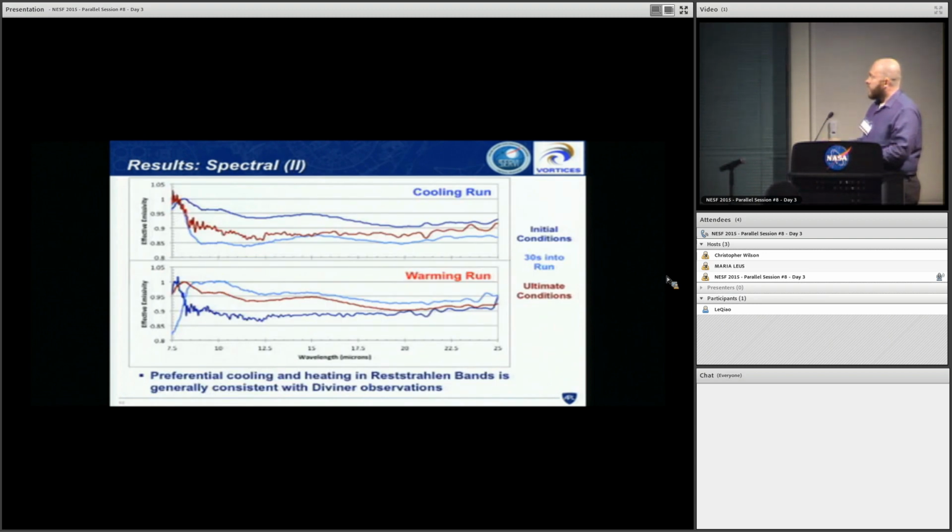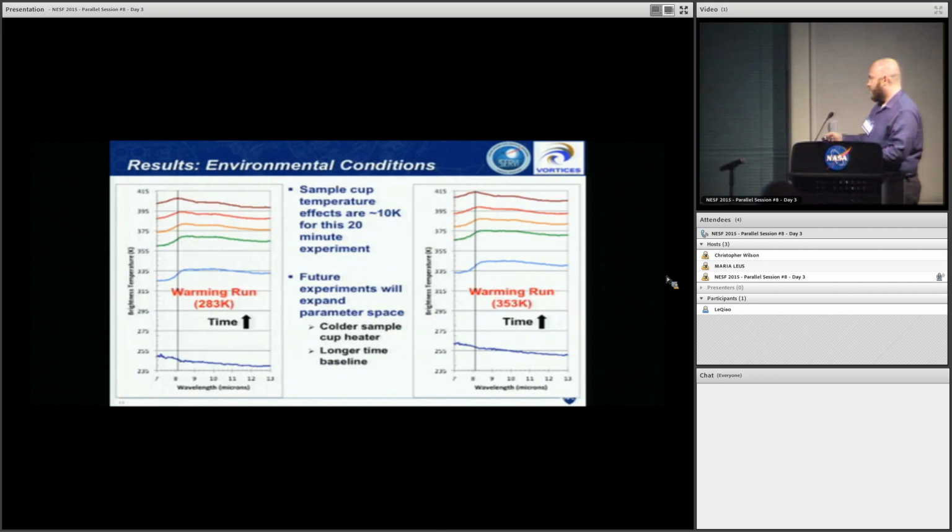To take a closer look at the spectra across the full spectral range, I just pulled out 3 of the measurements. In this case, the dark blue is the initial conditions, the dark red is the end of the sample run conditions, and the light blue is the in between. Just so you can see the difference between the cooling run, where the CF is greatly enhanced and the Restrahlen bands depressed, and the warming run, where the CF is depressed and the Restrahlen bands are enhanced.